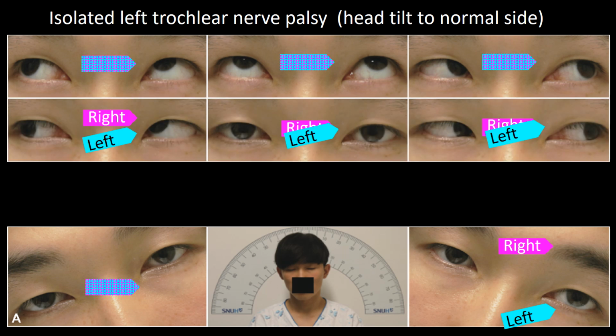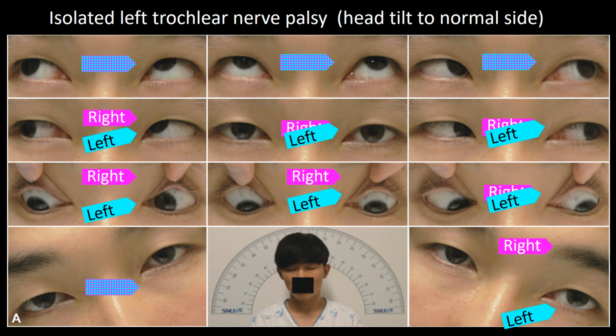When looking at the mid-horizon, the separation becomes greater as the gaze goes to the right side. You can tell just by looking at the pictures that the left eye is higher than the right eye. This is due to the unopposed action of the inferior oblique due to weakness of the superior oblique in the left eye. When looking down, double vision is even worse when gazing right for the same reason.